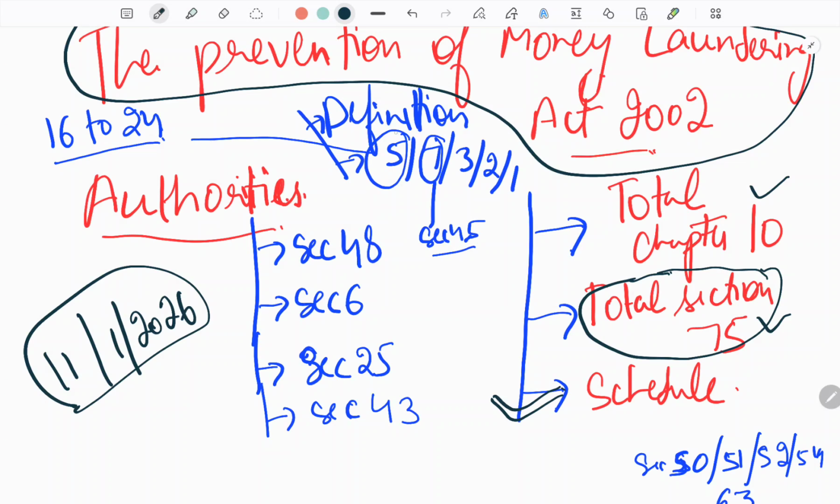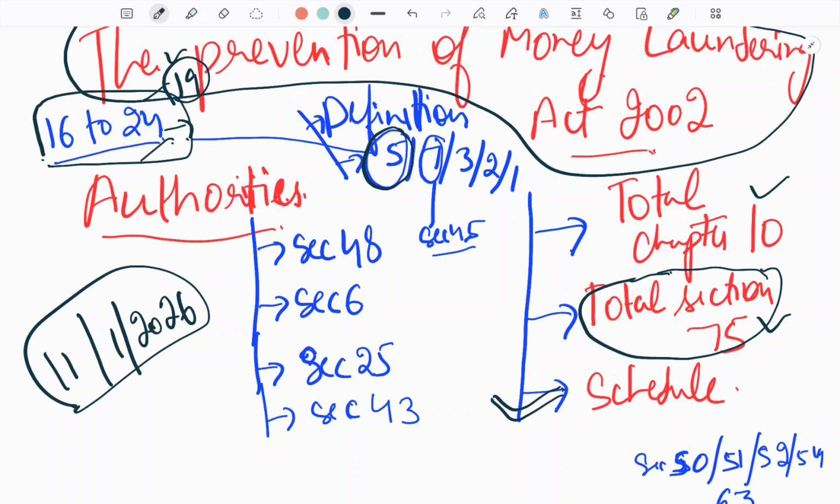Firstly, we have to complete chapter number 5. Under chapter number 5, sections 16 to 24 are very important, especially section 19 and section 24. It is the most important part of PMLA. Section 19 talks about arrest and section 24 talks about the burden of proof. There are a lot of judgments recently delivered by the Supreme Court and different high courts which are very important to understand the concept of PMLA.